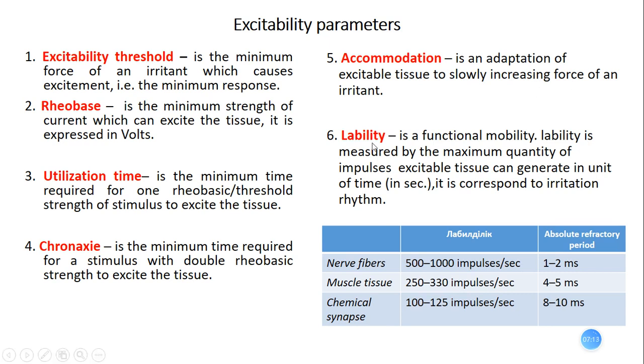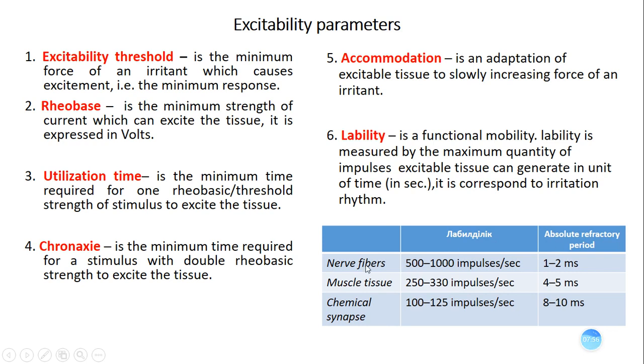And again, lability. It is a functional mobility, a kind of frequency. Lability is measured by the maximum number of impulses which excitable tissue can generate in one unit of time. Here we have one table, for example. And again, we have the absolute refractory period here. We will talk about it later.